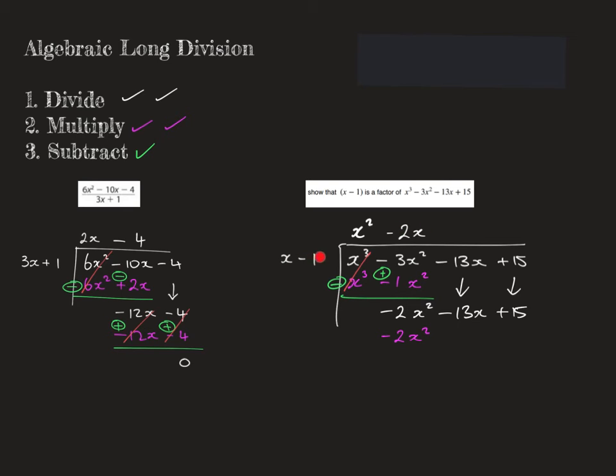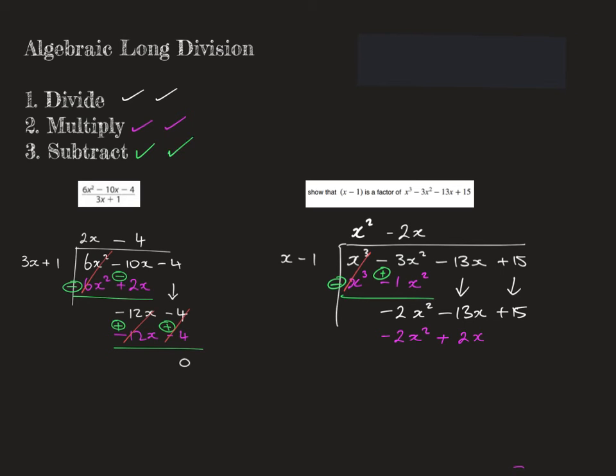I also need to multiply the second term. So negative 1 times minus 2x, and negative by a negative will give us a positive. And 1 by 2x will give us 2x. That's our second step finished.